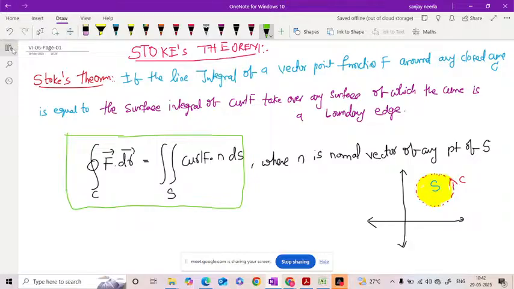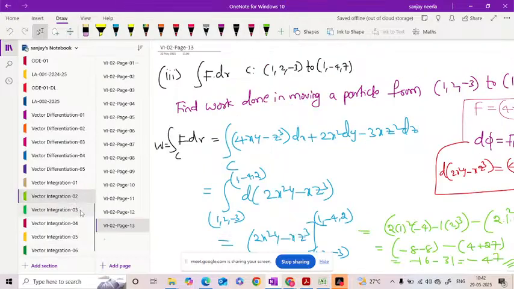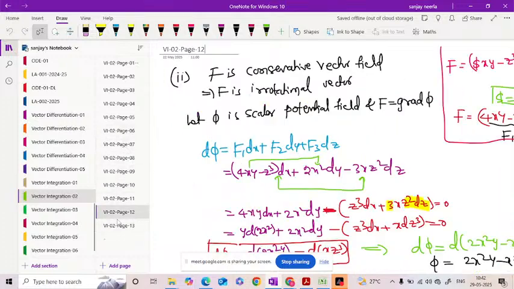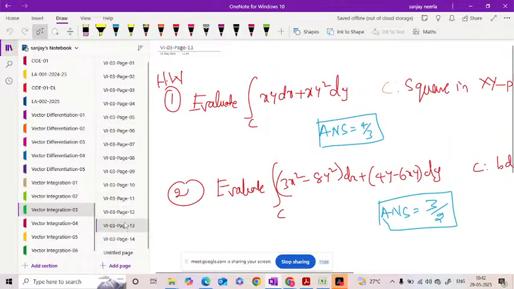Now we will see the previous problems. Today we will discuss only two problems, just two problems. After that, I will give the homework. So the solutions of the problems are here.